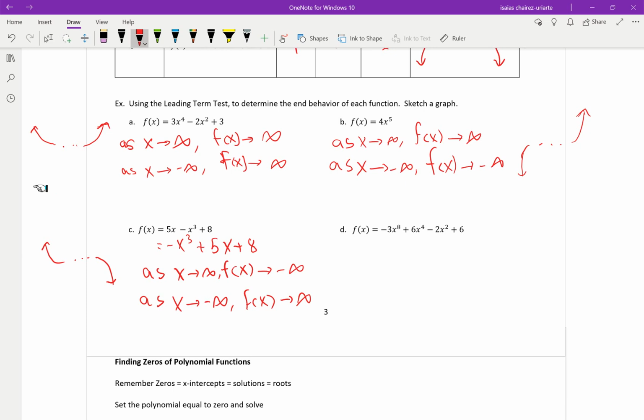The last one. The leading term is negative 3x to the 8th, and from that I know that the degree of my polynomial is even. The degree is 8. The leading coefficient is negative 3. So my graph should look like an upside down U. And so then as x goes to the right towards positive infinity, my y's go down, so towards negative infinity. And as x goes to negative infinity, so as my x's go to the left, my y's also just go down.